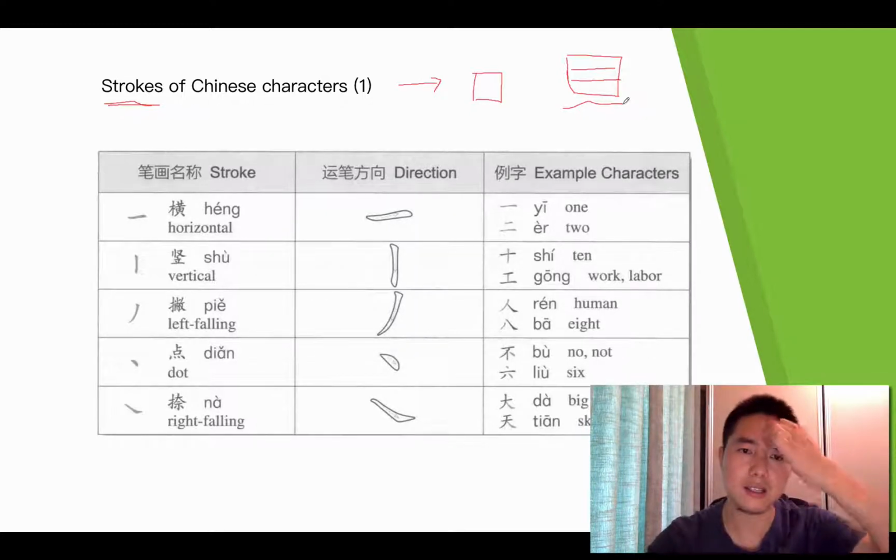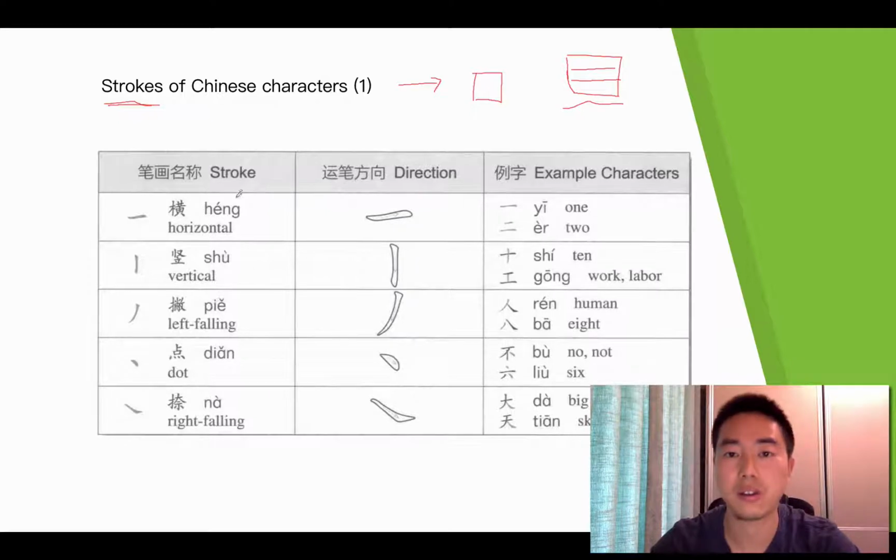So firstly, let's take a look at the strokes we're going to learn today. There are 5 strokes. The first one is the horizontal. It's called heng in Chinese. So this is heng. How to write this heng? You write from the left to the right. The direction should be from left to the right. So it's like this. Heng. You can just write like this. This is how we write heng.